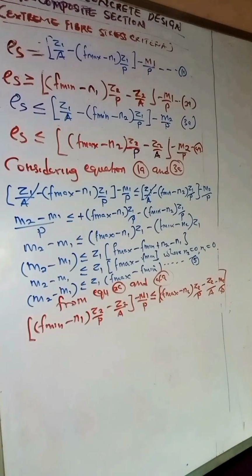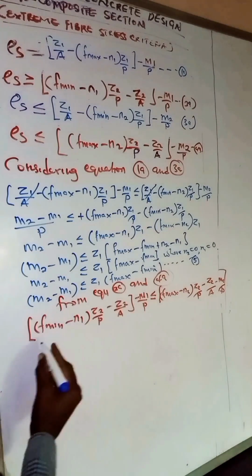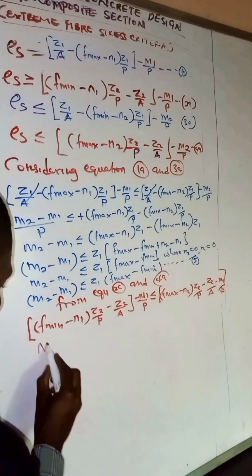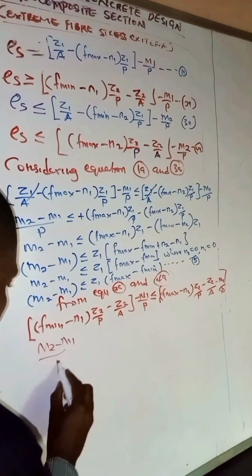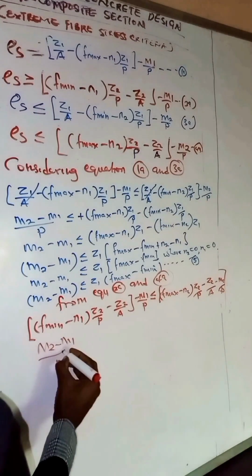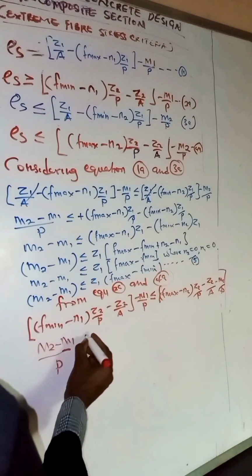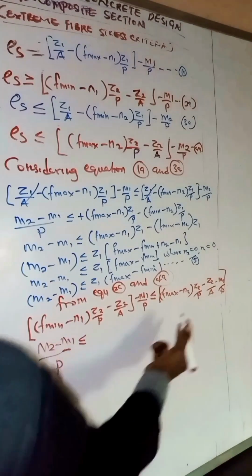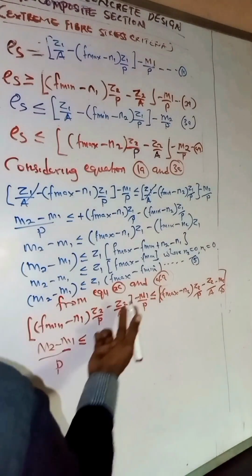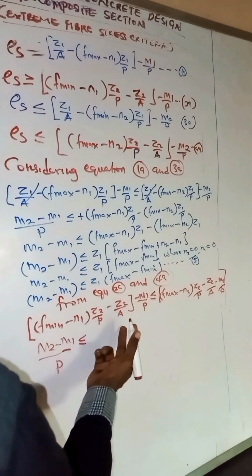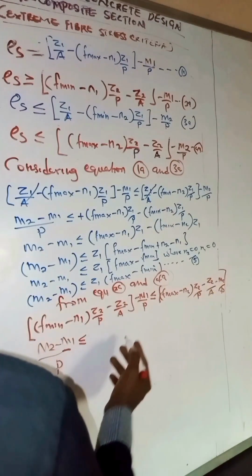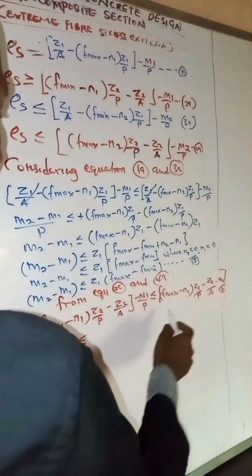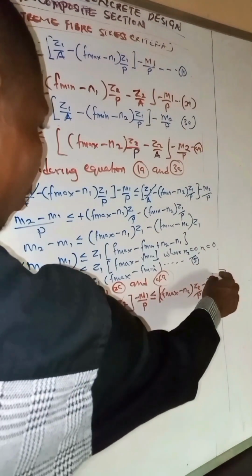So we're looking for M2 minus M1. So we do what we did. Picking up the like terms, we're going to have M2 minus M1 over P, less than, let's pick the terms again. We have Z2 over P here, and we have Z2 over A. If we collect like terms, they are going to strike out each other.